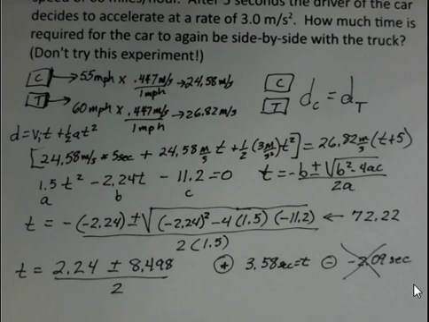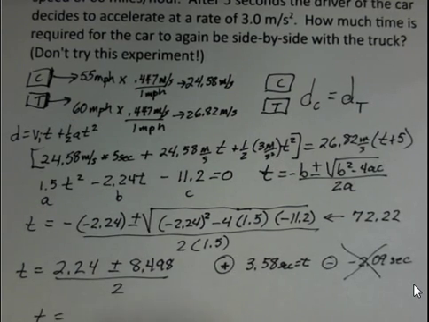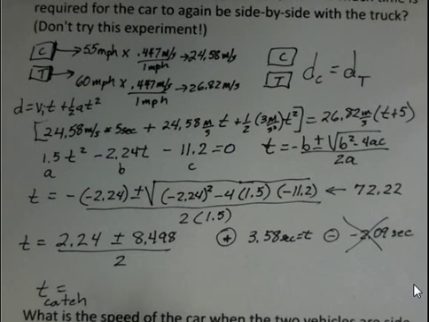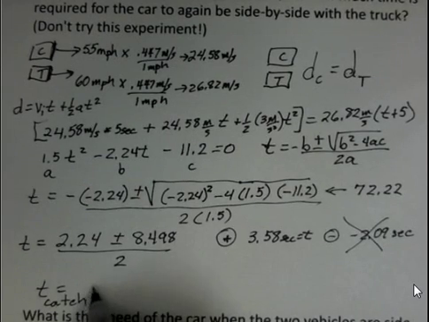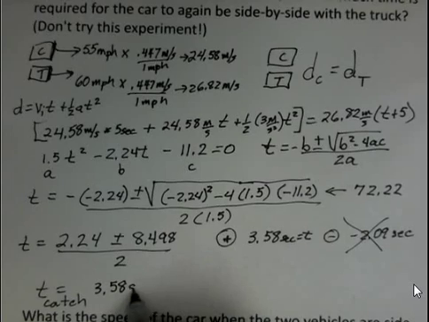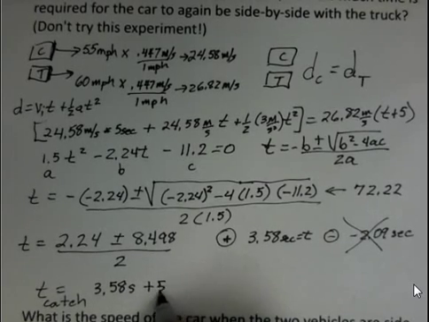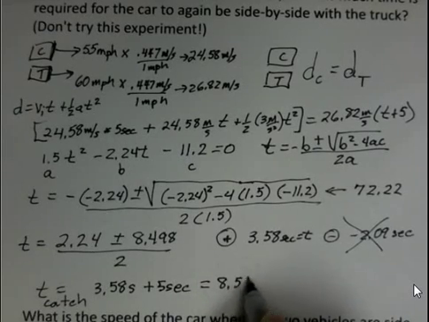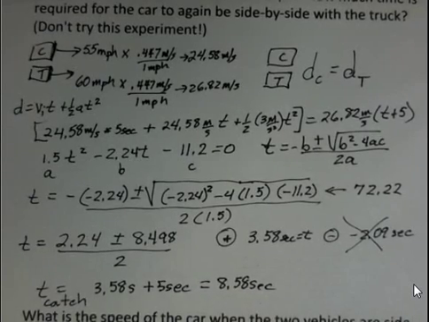So we get the time of the car's acceleration, 3.58 seconds. The total time to catch up, this t is now different than this t, but the time to catch up with the truck is 3.58 seconds plus 5 seconds that the car was moving at constant speed, so 8.58 seconds. So there's our total time involved. That's what we're asked for.